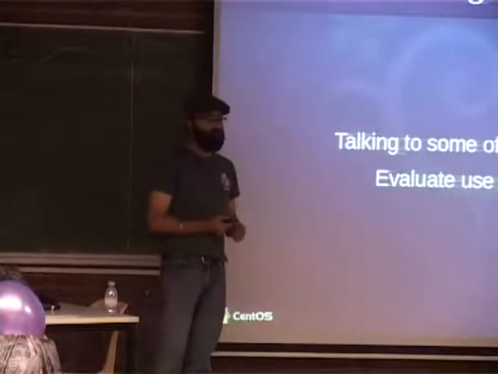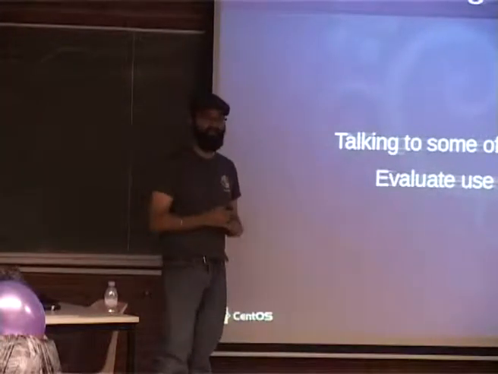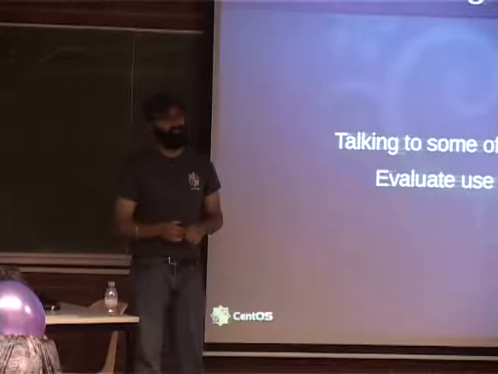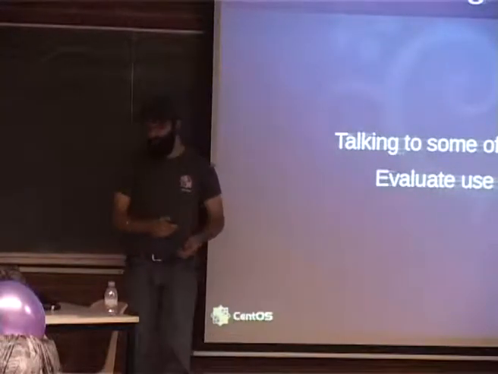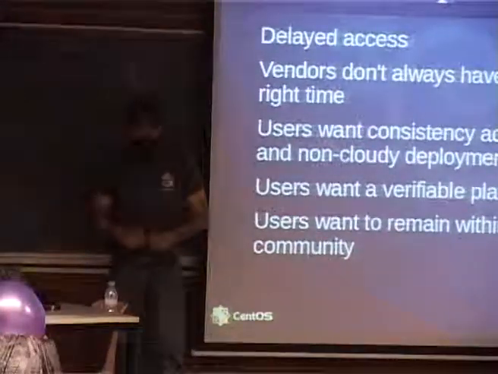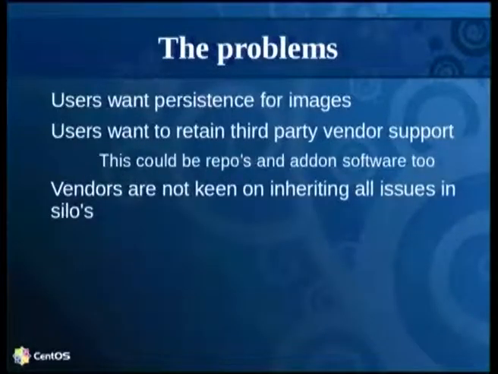And we did that. We spoke to people who consume Liquid Web services. We spoke to people who host with Peer 1. We spoke to the big AWS users. We spoke to some people we knew who were running private clouds as well to see what we could actually do. And the problems, like we were talking about, delayed access, people want, vendors don't have resources to make that happen. So basically, there was a massive gap between what the vendors were doing and what the users really wanted.